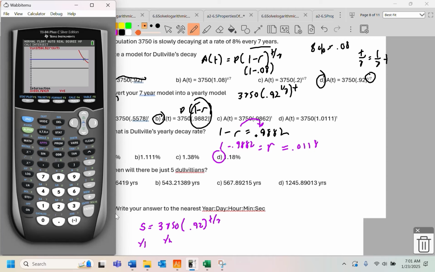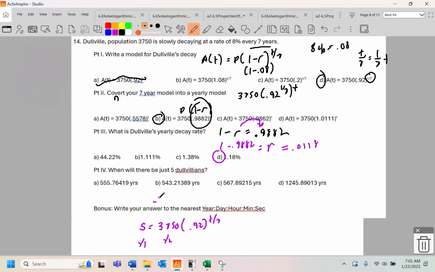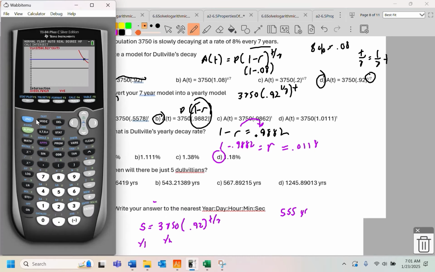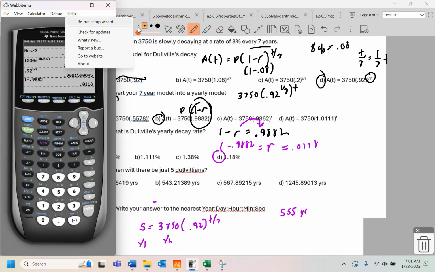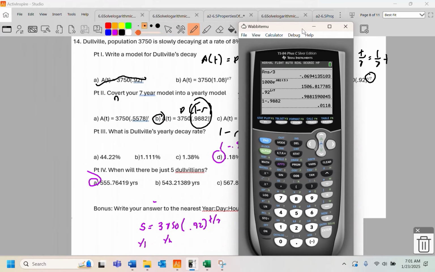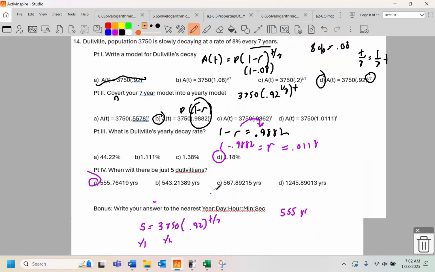So I'm looking for 0.76419. There she is. Now, nearest year, day, hour, and so forth. It's obviously 555 years. All right, that's obvious. So if I take away that whole part, I got 0.76419, and this is in years. There's 365 days in a year, not including leap year or whatever. So 278 days.